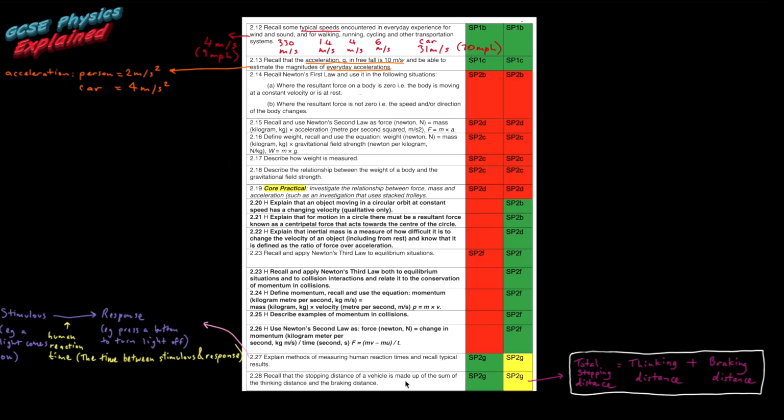Recall that the stopping distance of a vehicle is made up of the sum of the thinking distance and the braking distance. In other words, total stopping distance equals thinking distance plus braking distance. Thinking distance is the distance you travel while you're thinking about pressing the brakes, and the braking distance is the distance you've travelled once you've pressed the brakes.